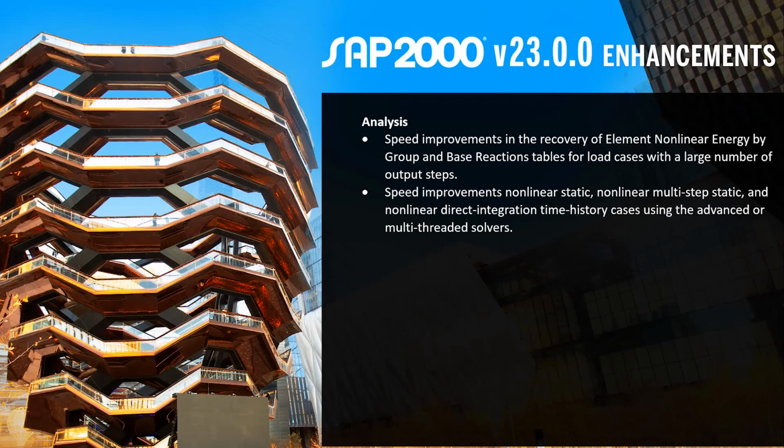Okay, lastly, there are a couple more items that have been included in this SAP 2000 version 23 enhancement release. Under the analysis, it's a little tough to show graphically using the program itself, so I'm just going to go over them here. There have been speed improvements in the recovery of element nonlinear energy by group and base reactions tables for load cases with a large number of output steps. There is another speed improvement for nonlinear static, multi-step static, and nonlinear integration time history cases. Just wanted to mention that since I didn't show it graphically using the SAP 2000 program.